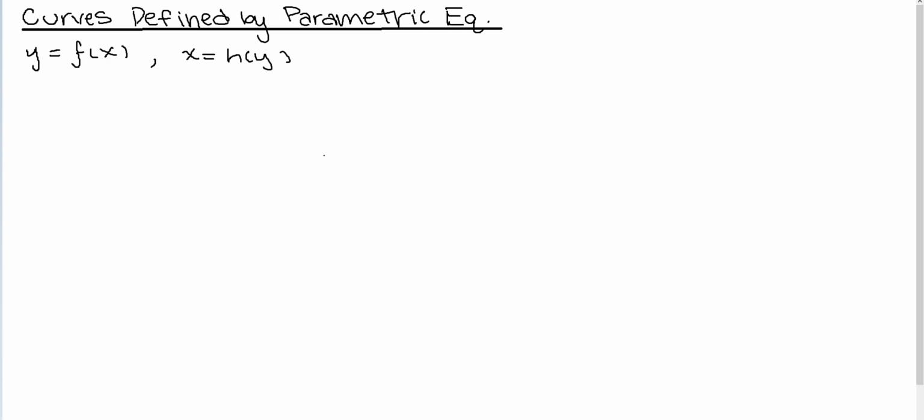Welcome to the Calculus C section. In this section we'll be discussing curves defined by parametric equations. In prior sections we have solely discussed functions as the following: y equals f of x and x equals h of y. However, these two functions do not account for, or can't easily be manipulated in, calculus.